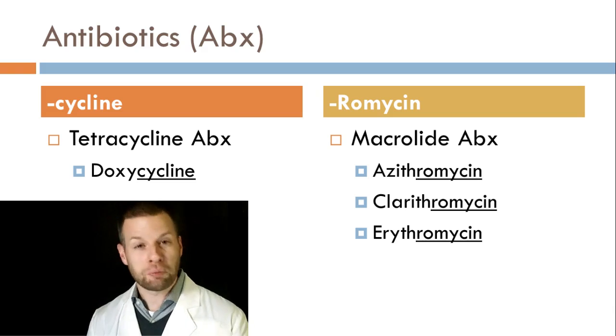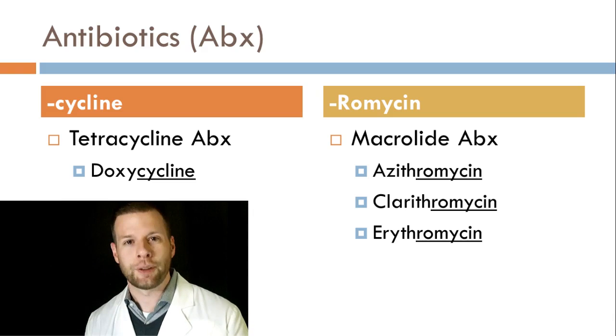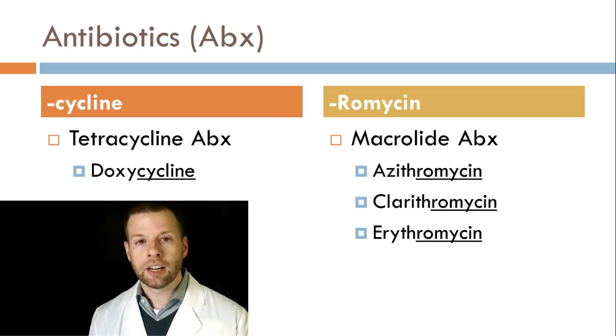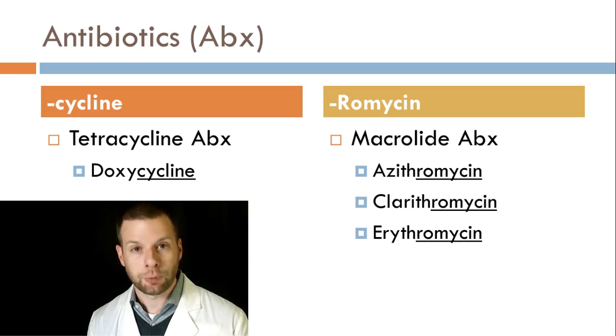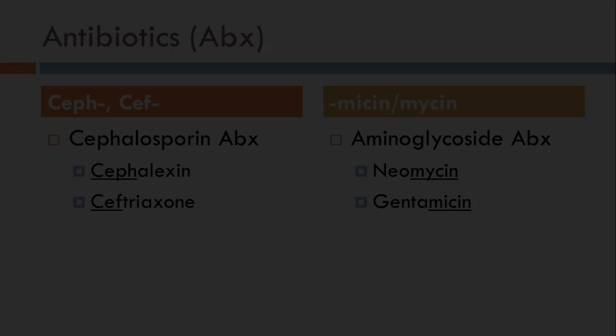So you really start knowing your stuff when you know not just that a drug is an antibiotic, but what kind of antibiotic it is. So a Z-Pack is a macrolide antibiotic. Same with clarithromycin and erythromycin, and you'll know that because they end in romycin.